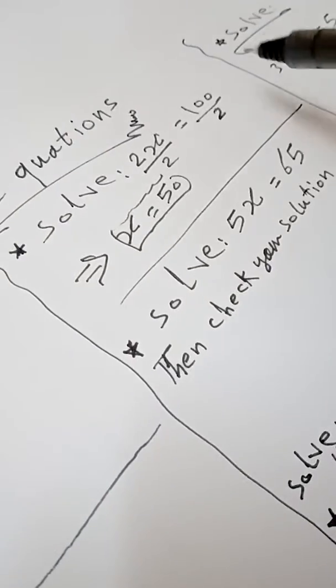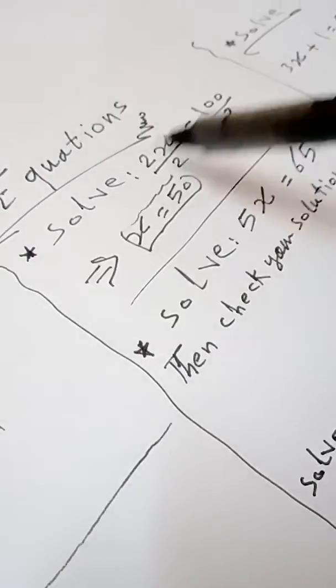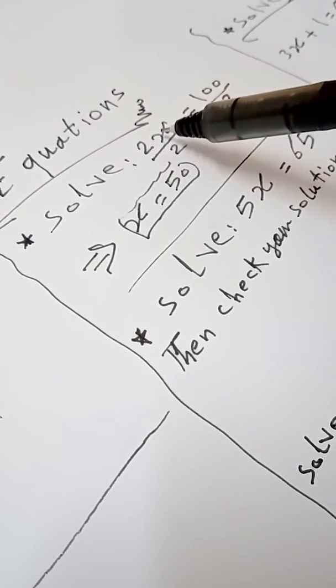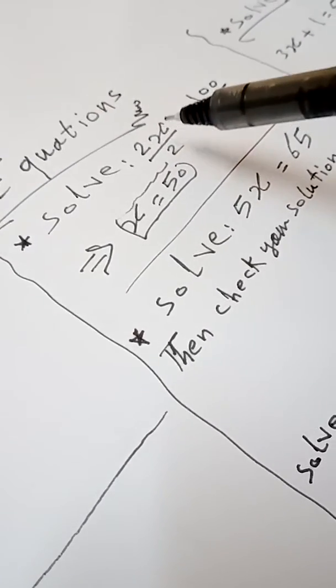And you can solve it mentally. Ask yourself which number times 2 equal 100. So x equal 50.